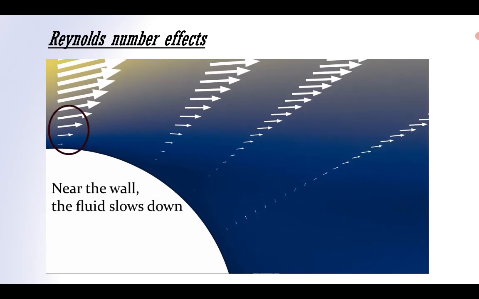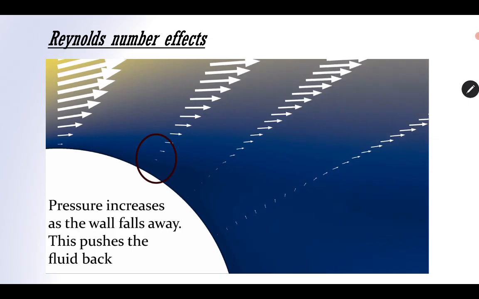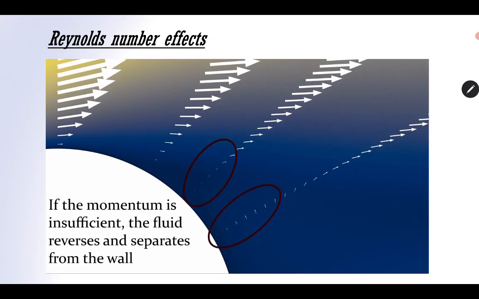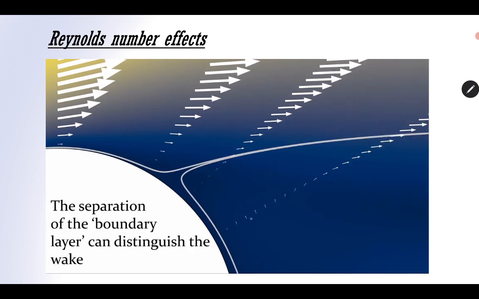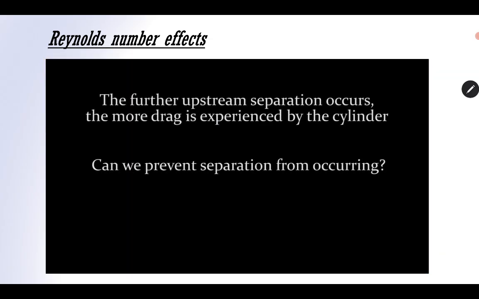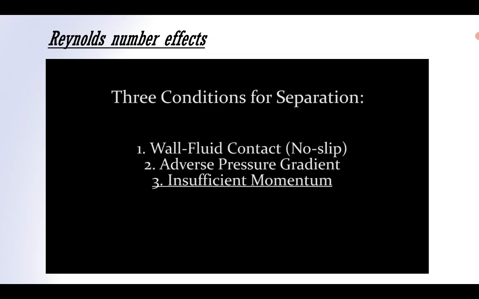You can see near the wall the fluid slows down, and then the pressure increases as it goes farther along the wall. This pushes the fluid back. You can see that the vectors are in the opposite direction, and separation of the boundary layer will occur. With separation occurring upstream, more drag is experienced by the cylinder. So the question is, can we prevent it?